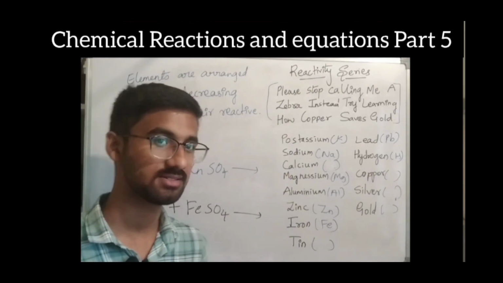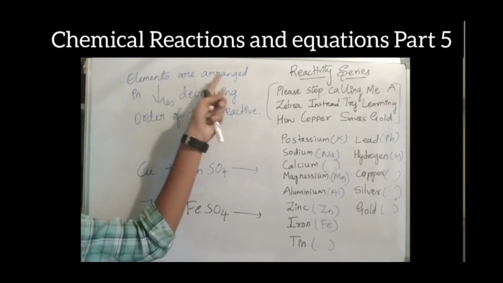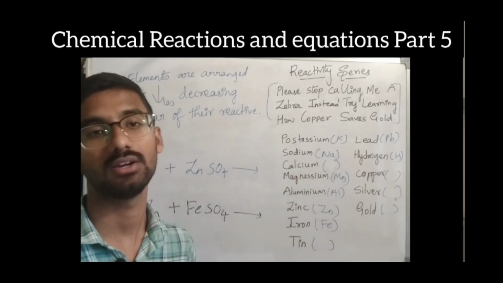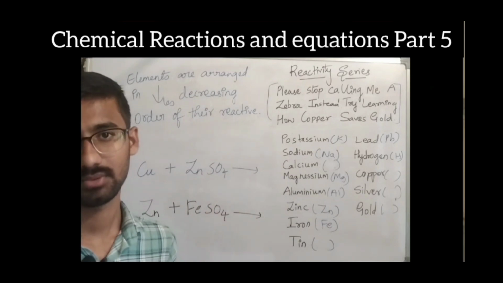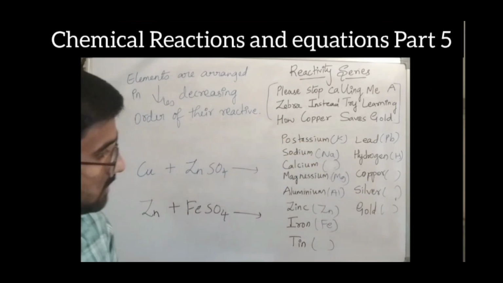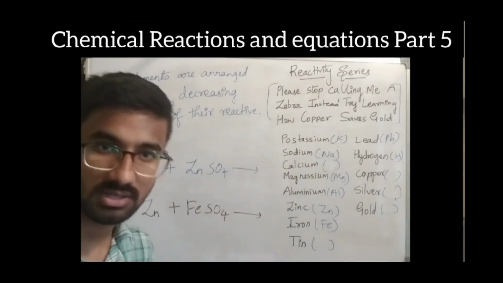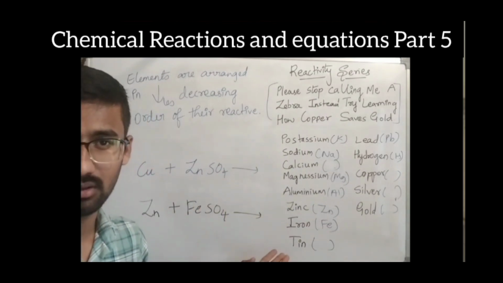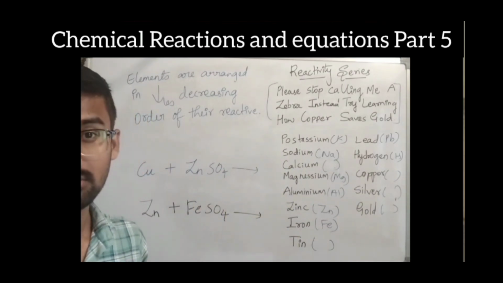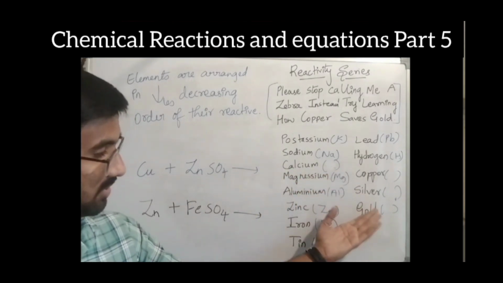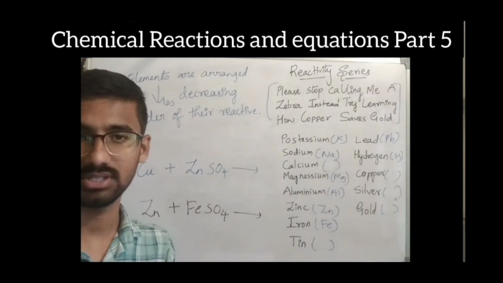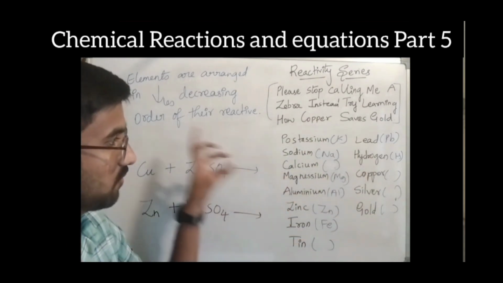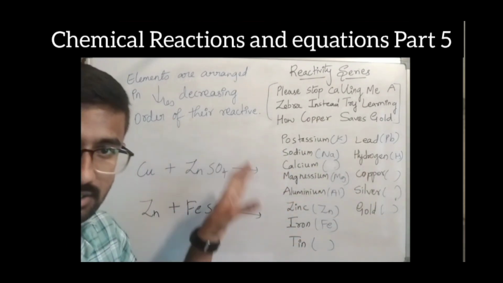What is the reactivity series? Elements are arranged in the decreasing order of their reactivity. These are the elements listed in the reactivity series: potassium, sodium, calcium, magnesium, aluminum, zinc, iron, tin, lead, hydrogen, copper, silver, gold. These are the reactivity series. What is the definition saying? Decreasing order of the reactivity.